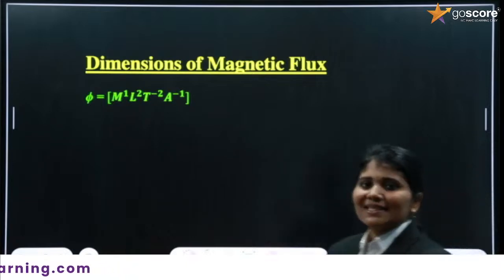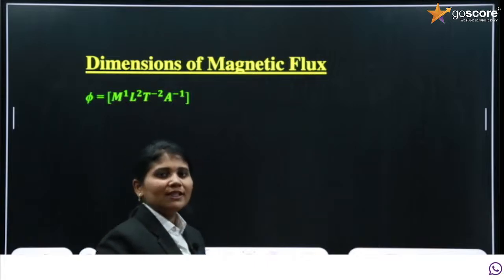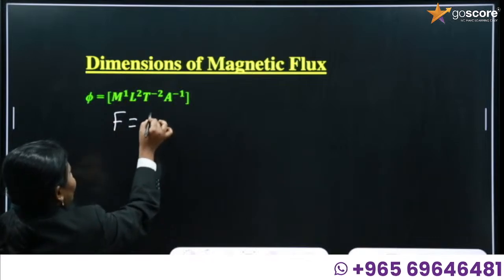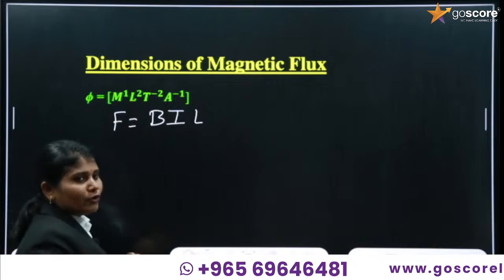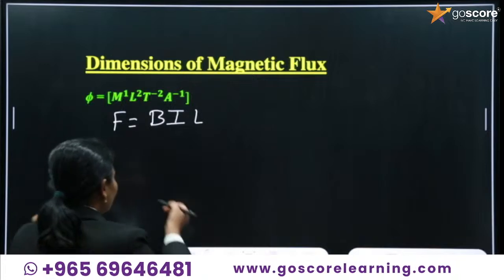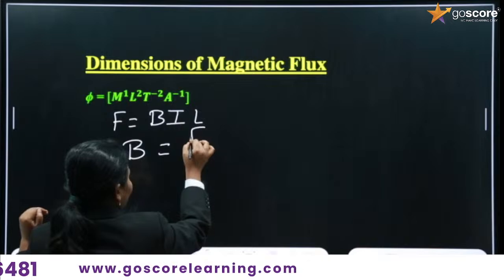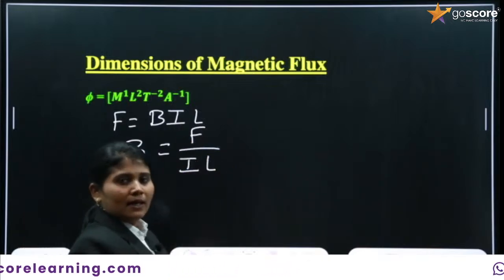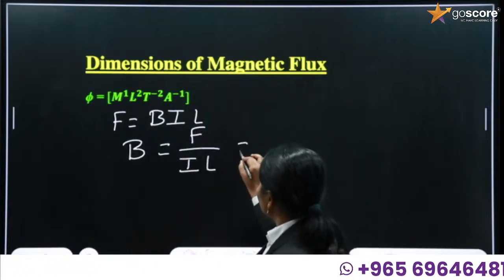Next one, what are the dimensions of the flux? We know one formula, F is equal to B I L. Force is equal to magnetic field into current into length. So I need magnetic field dimensions now. B is equal to F by I L. What are the force units, guys?